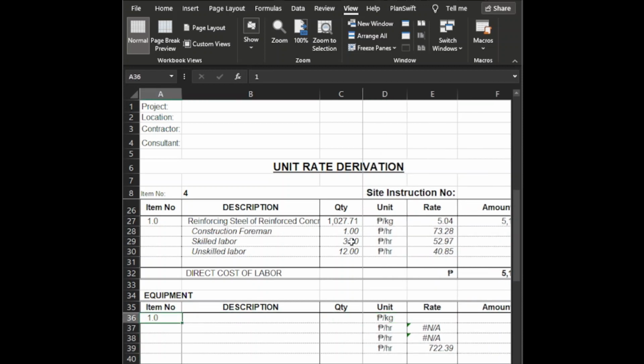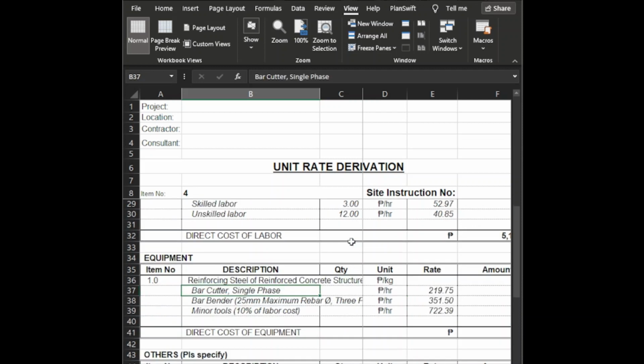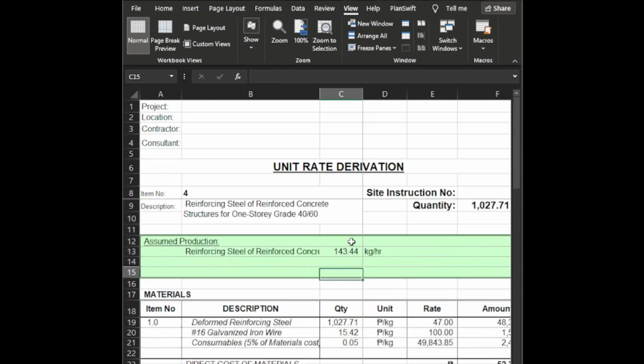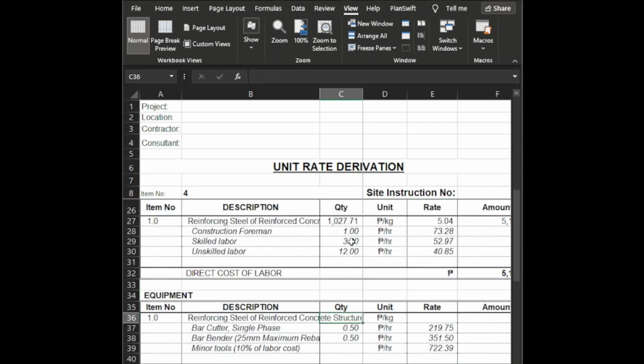So for our equipment we need bar cutter, bar bender, then minor tools also. Okay, for bar cutter we need only 0.5 hours, so bar bender also is 0.5 hours. 0.5 hours for this assumed production. This is kilogram per hour, but we will use only 0.5 hour for that production.